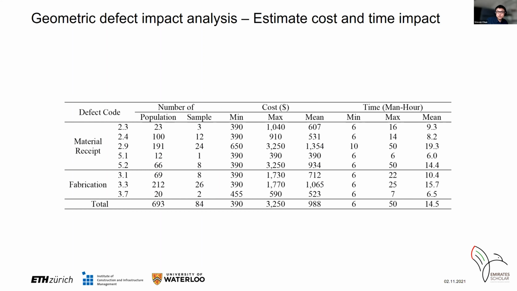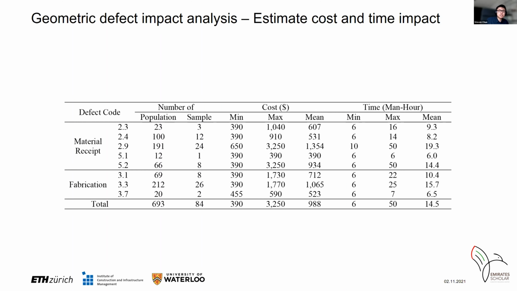Of the 693 geometric-related nonconformances, 84 were sampled, based on having a confidence level of 95% that the real value will be within plus or minus 10%. During the interview with the manager, these sample NCRs were reviewed individually for the nonconformance root cause and further assessed for the impact on a nuclear project. The table summarizes the number of samples from each defect code that constitute the estimate, as well as the statistics of estimated cost and time impact of the 84 sample geometric nonconformances.